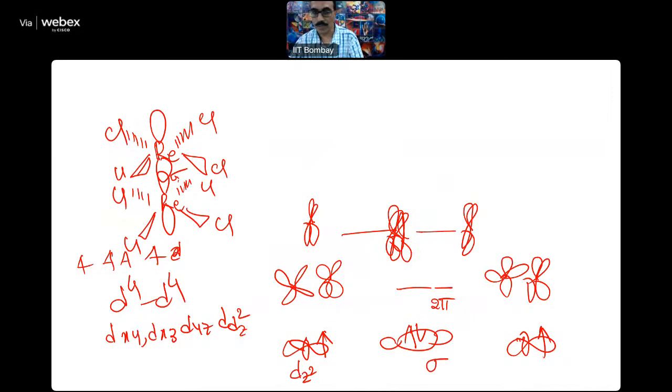So basically, I showed you, this is your dz square, and then this is dxz, this is dyz, and then now you have dxy. So dxy has no option other than overlapping like this. They overlap like this. This is sigma, this is pi, this is pi, this one is pi, or orbitals. I think I have, okay, I will show you.